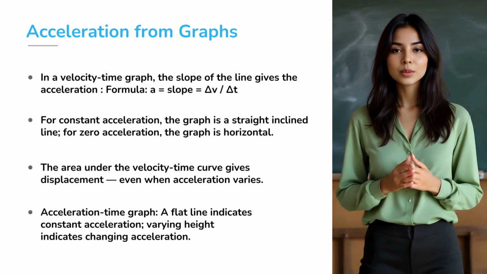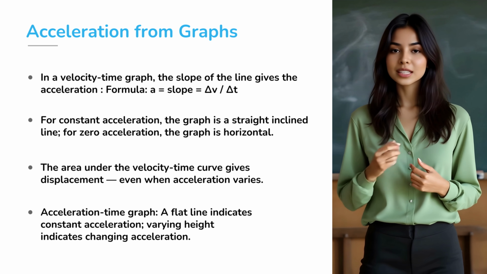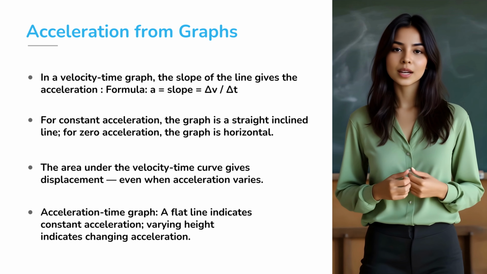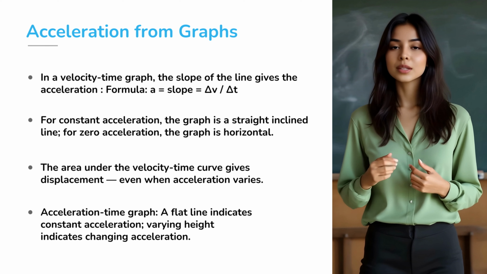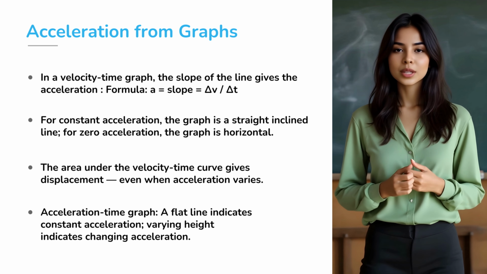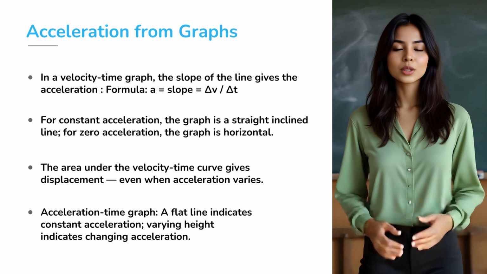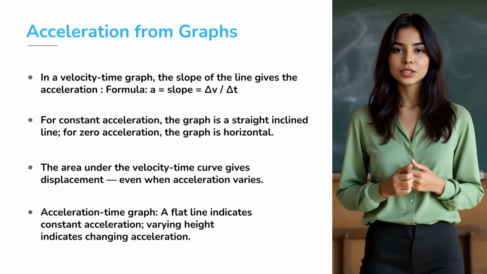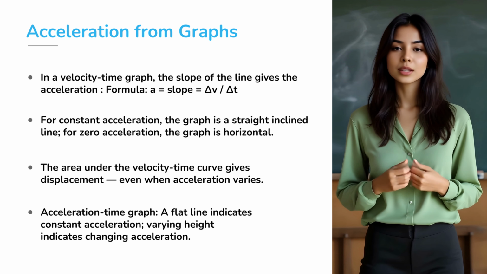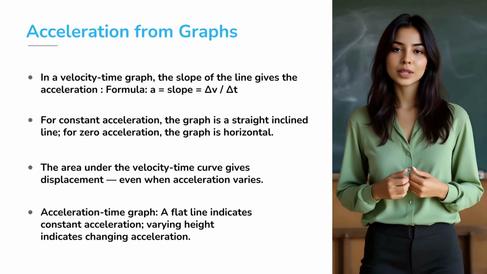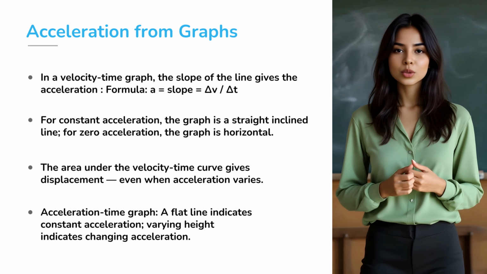Let's bring graphs into the picture. They're your best visual friend in physics. On a velocity-time graph, the slope of the line gives us acceleration. The formula is a equals delta v divided by delta t. A straight sloping line means constant acceleration. A horizontal line means zero acceleration. Velocity isn't changing. Now here's something really cool. The area under the velocity-time curve gives us displacement. Yes, area under a curve becomes motion on the road.